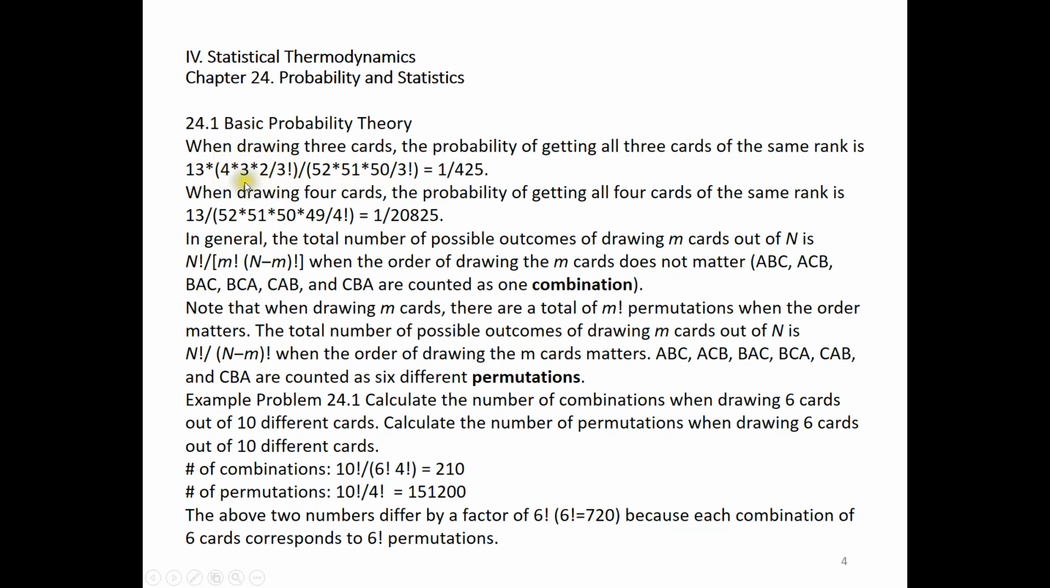And also you can just see, if you choose 3 cards out of 4 cards, there are only 4 options. You have another way of thinking about this. You need to pick a card and do not choose it. Alright, so 4 options as well. So 13 times 4 here divided by the total number of outcomes. That's pretty small. It's 1 out of 425.